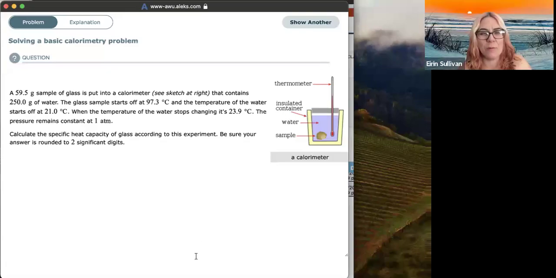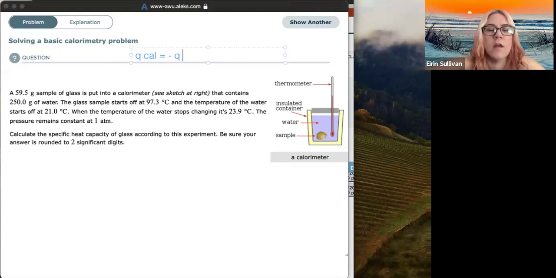For any calorimetry problem, the most important thing to remember is that whatever heat is gained or lost by your calorimeter is going to be equal in magnitude and opposite in sign, so just multiply by -1, the heat released or absorbed by the thing you're interested in. Let's just call it Q for the reaction, or it could be a process. Like in this case, it's a hot bit of glass cooling down. So that's what I define as the reaction, okay?